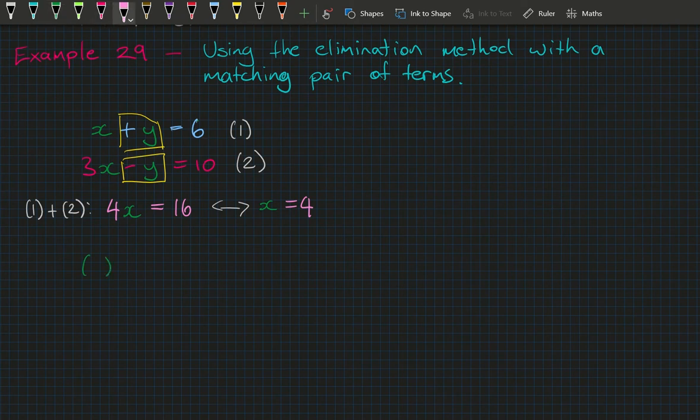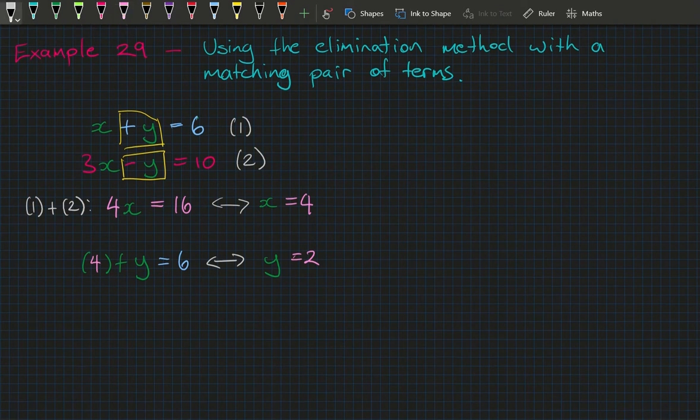So subbing in that 4 for x gives us 4 plus y equals 6. So in other words, y is equal to 2. I probably should have written subbing x equals 4 into equation 1. So clearly it works in equation 1. Let's try it out for equation 2 as well.